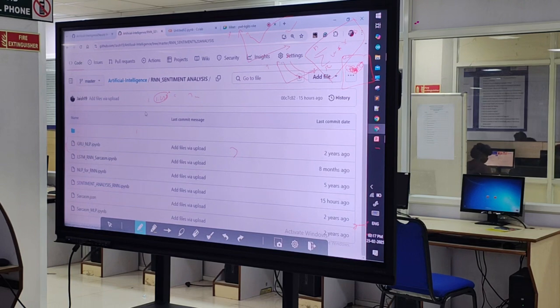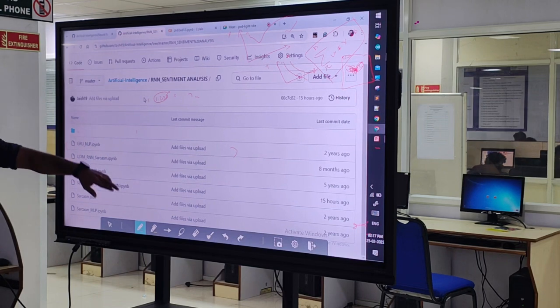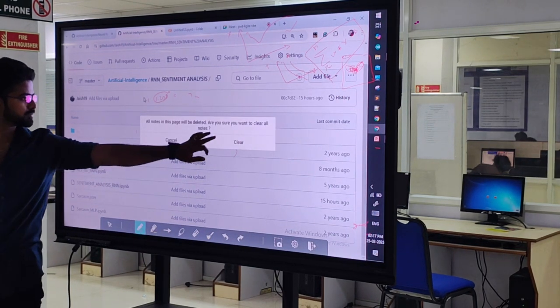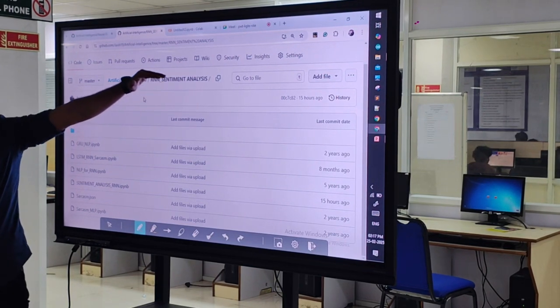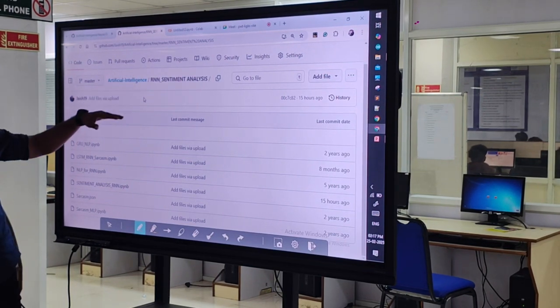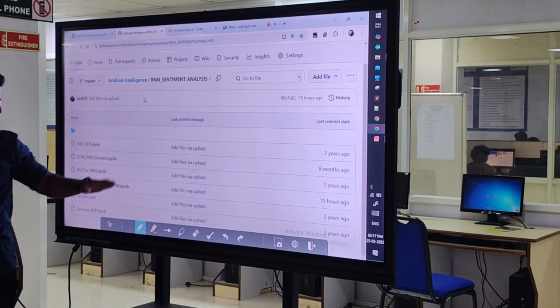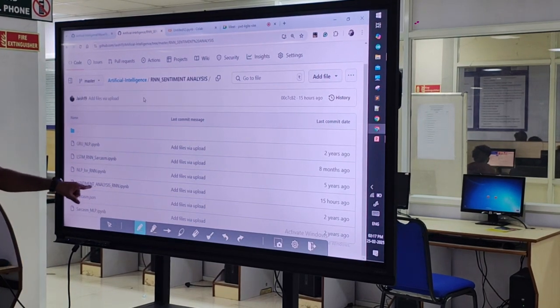So RNN sentiment analysis, this is the repository. Artificial intelligence, RNN sentiment analysis. This is the source code. Here we are going to discuss sentiment analysis with RNN. So this is my repository. The source code we are going to discuss is the sentiment analysis RNN, and another one on sarcasm data. First we can see the sentiment analysis RNN.